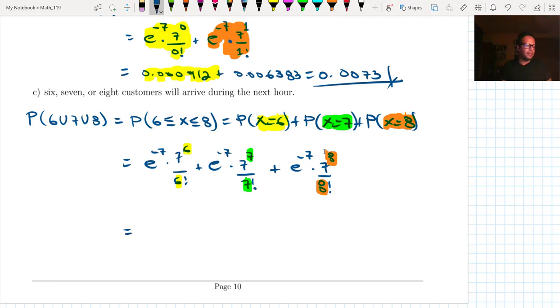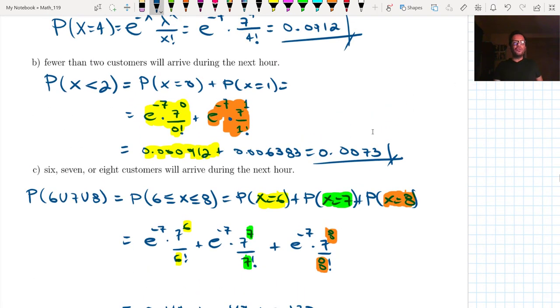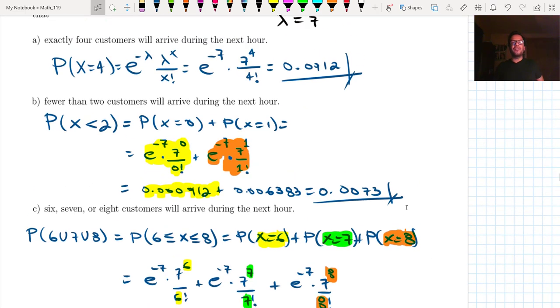So calculating the first quantity, we get 0.149 plus 0.149, again, surprisingly the same number, plus 0.130. If we add these three numbers, the probability adds up to 0.428. So the formula is not as ugly as the binomial was in the previous section. However, it's still kind of tedious to write the formula every single time.